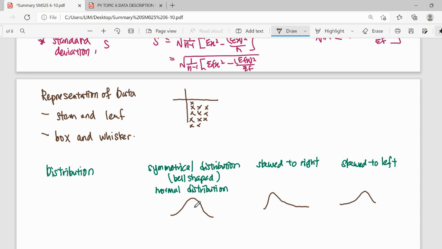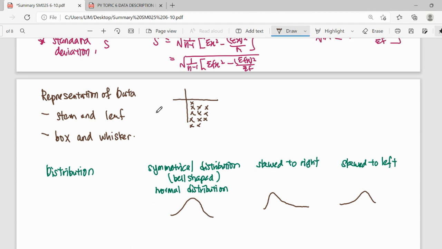Normal distribution means normally people are scoring 50 something, 60 something like that. So a few people get high marks, a few people get low marks like that. So this is normal distribution, skew to the right and skew to the left.